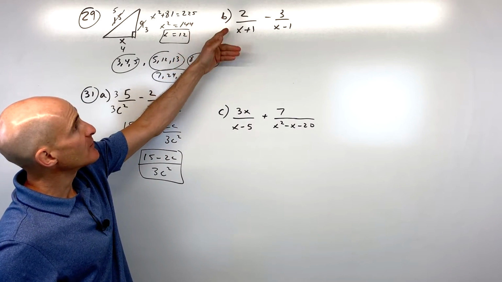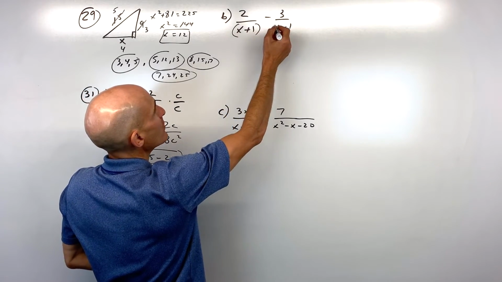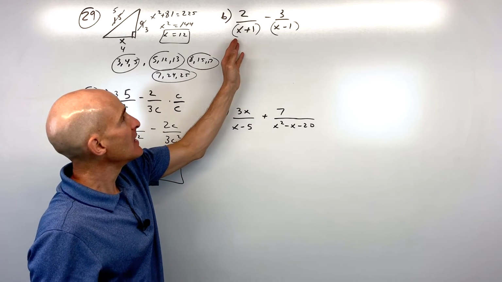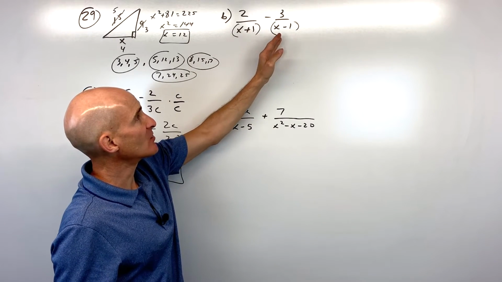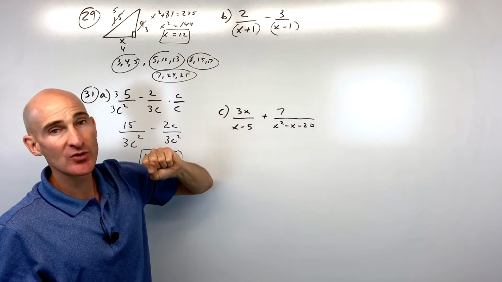For letter B, if you look at the two denominators, x plus 1 is like a group, x minus 1 is a group. There's really nothing in common. Sometimes students mistakenly think of this as 1 times x or negative 1 times x, but this is like a binomial. So there's really nothing in common between these two denominators.